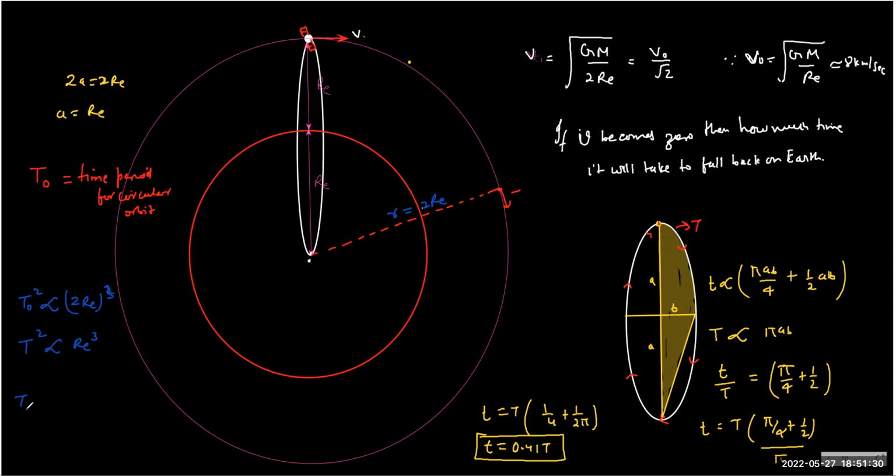So we know that T by T naught equals 1 by 2 power 3 by 2, which is 1 by 2 root 2. So T will be T naught upon 2 root 2. Therefore, the time taken will be 0.41 T naught by 2 root 2. That's quite a different answer, right?